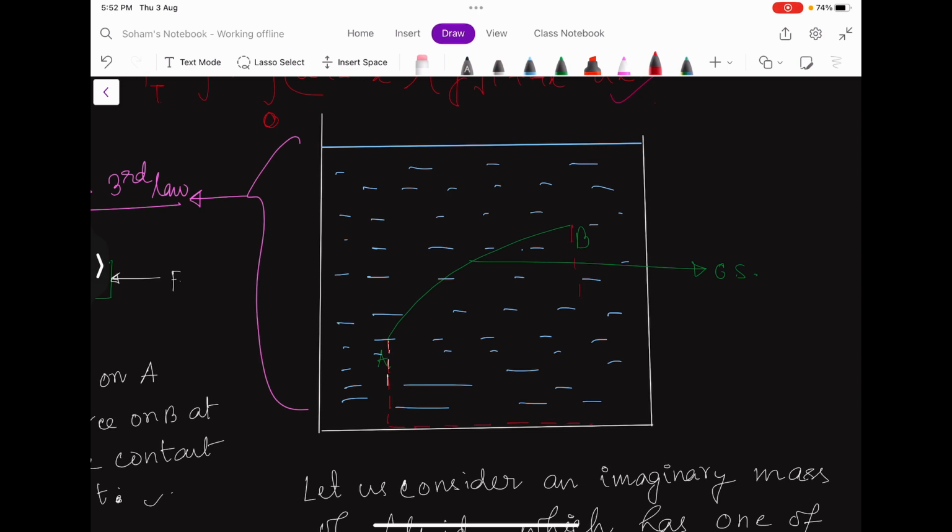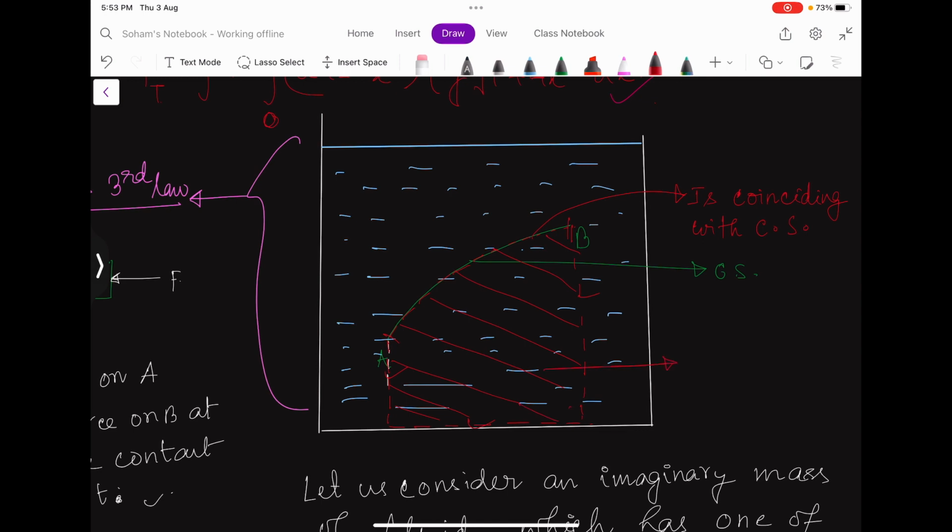Okay, so these are the boundary lines, and this part of the boundary line is coinciding with the curved surface. And these are the other boundary lines. So this can be one of the fluid masses.